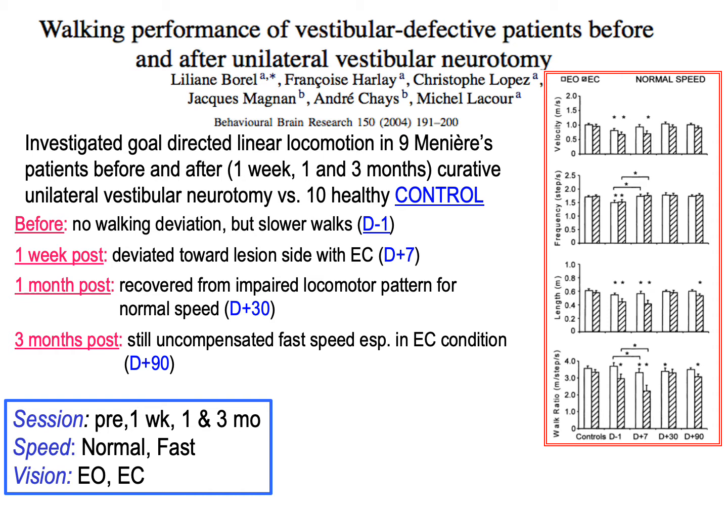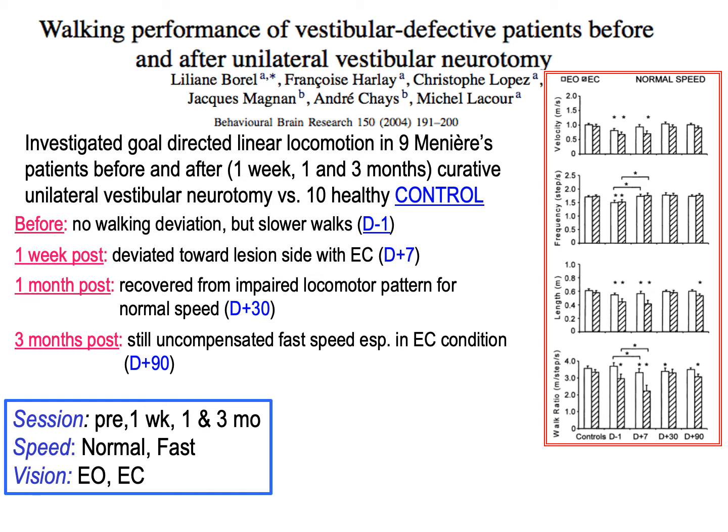And then what you'll see finally at 30 days post, what's really interesting here is those eyes open, eyes closed conditions start to normalize. So it's really not that different within the patient population, other than the walk ratio is a little bit higher with the eyes open. And again, 90 days later, you see them start to equilibrate a little bit more, where you see a little bit of a decrease in the walk ratio and in the step length itself, but the frequency and the velocity metrics are kind of equalized.